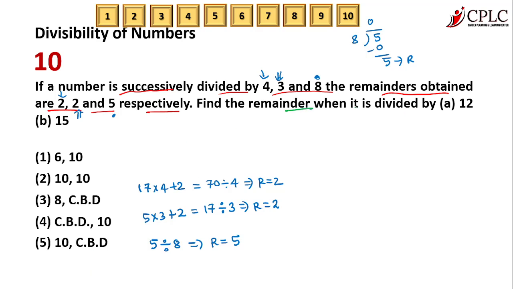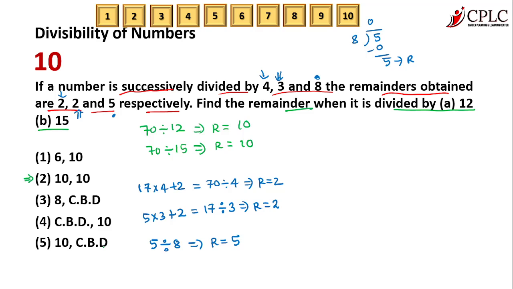And now what we have to find out is the remainder when this number is divided by 12 and 15. So let's do that. 70 divided by 12 and 70 divided by 15. What is the remainder in both cases? 12 5s are 60, remainder is 10. 15 4s are 60, remainder is also 10 in this scenario. There is this option 10 and 10, but then there is also the option that it cannot be determined.